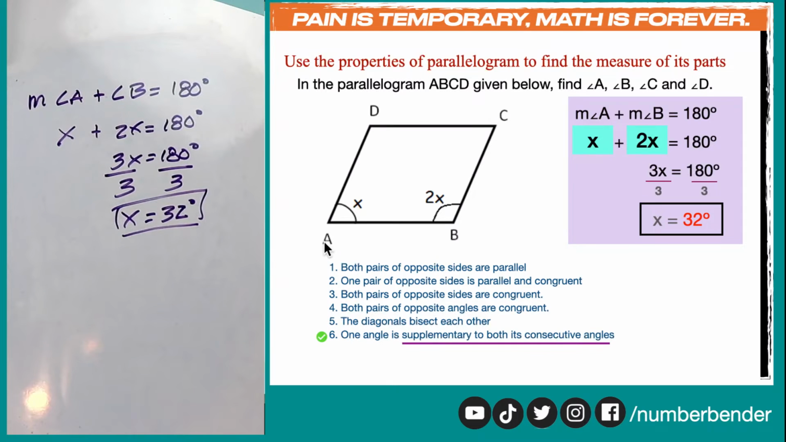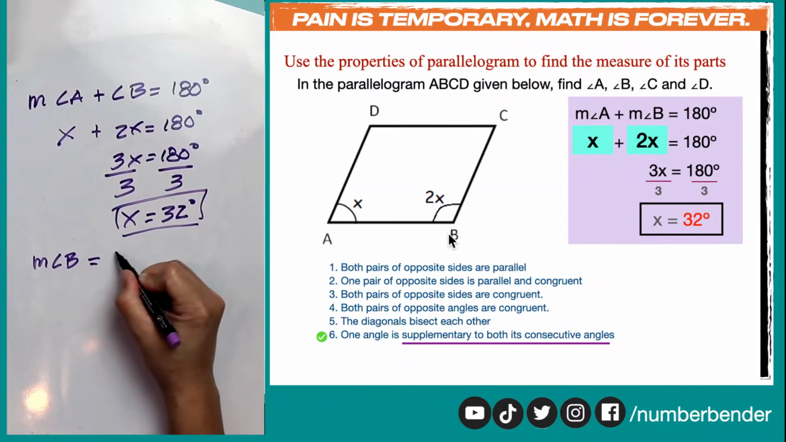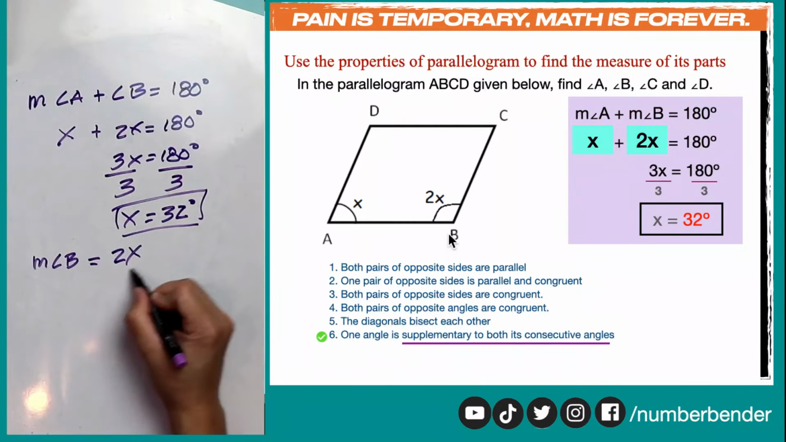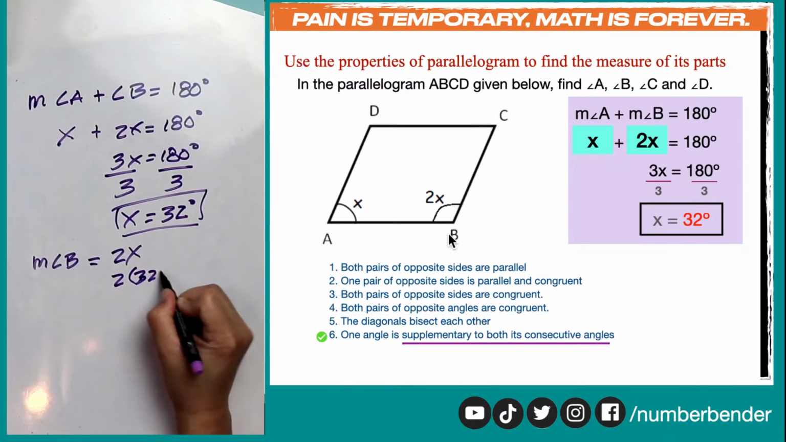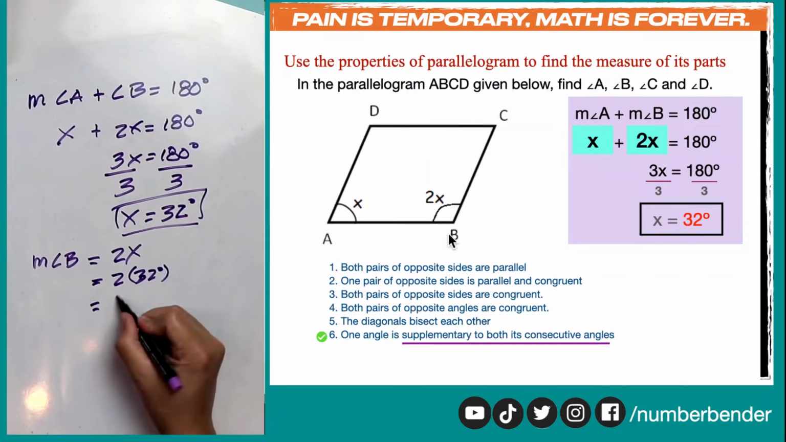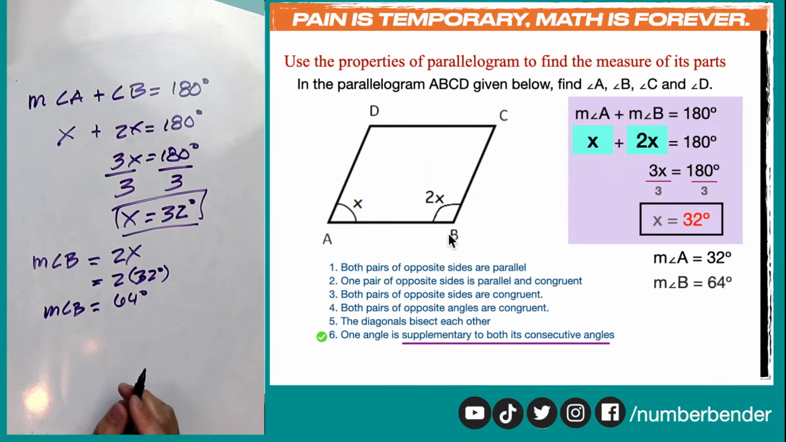So now that we know that angle A is 32 degrees, we'll be able to easily find angle B because the measurement of angle B is simply twice x, and since x is 32, we'll have 2 times 32 degrees, and by multiplying it, we'll have 64 as the angle measurement for B. So we have 32 for A, and we have 64 for B, and since we're looking for angles D and C, to be able to find them, we're going to use the properties of our parallelogram.